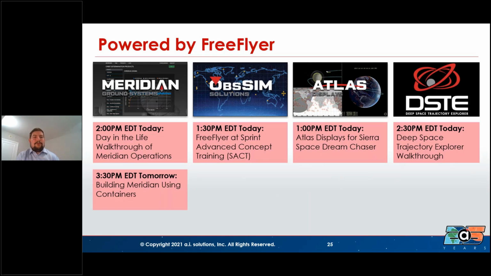At 2 p.m. today, we're going to be doing a walkthrough of Meridian operations, and at 3:30 tomorrow, we're going to be talking with the developers of Meridian, talking about how they built it using containers. At 1:30 today, we're going to hear about how FreeFlyer and Opsin are used at SAC-T. At 1 o'clock today, coming up next, we are going to hear about Atlas displays for the Sierra Space Dream Chaser. And at 2:30, we're going to hear about the Deep Space Trajectory Explorer, how it works and what it does. So please stay tuned for all of these great talks. I'm very excited about them.